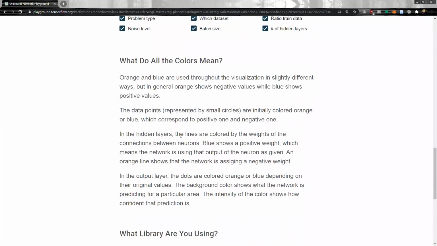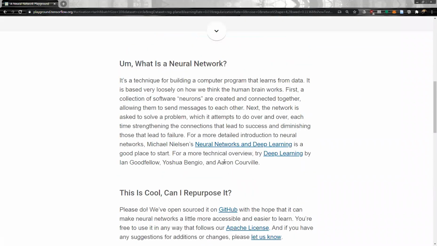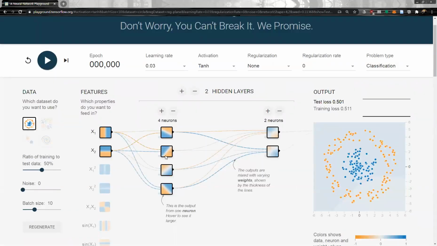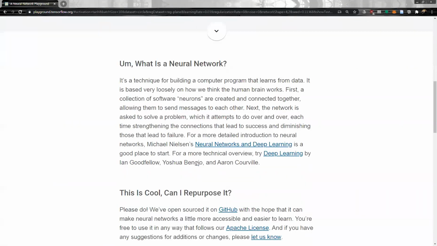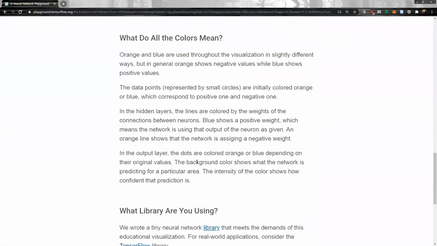so in the hidden layer, the lines are colored by the weights of the connection between the neurons. So blue shows a positive weight, which means the network is using that output of the neuron as given. An orange line shows the network is assigning a negative weight. So here we have blue and yellow lines. So blue, this is positive, weight is 0.46 positive. Here yellow, weight is 0.33 negative, something like that. Good. And then, yeah, an orange line shows that the network is assigning negative weight.